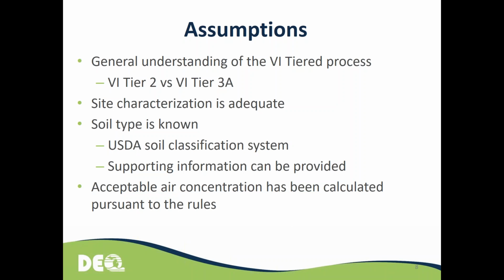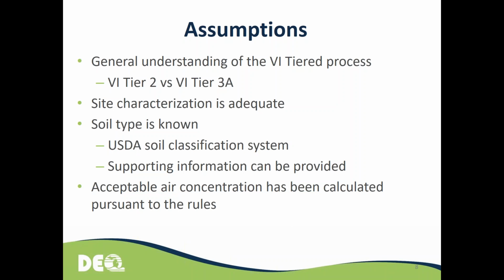And if we go through and change the soil type, we're changing it because it is appropriate for our site, not just because the calculator lets us. We're changing it because we know the soil type, it was appropriately classified under the USDA classification system, and we can provide the necessary supporting information to make those changes. Also, we're not going to talk about it, but the acceptable air concentrations have been calculated pursuant to the rules, so that's already been completed as well.